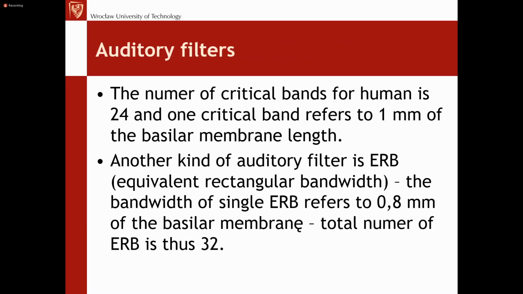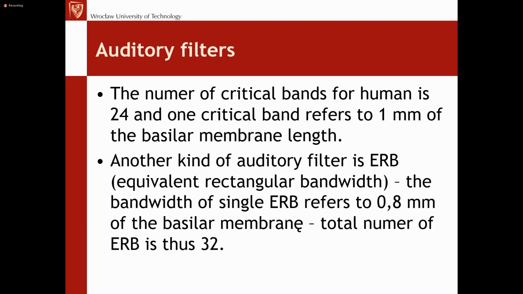And due to the basilar membrane, we can find that the number of critical bands for humans is 24. And one critical band refers to 1 millimeter of the basilar membrane length. So we can simply say that the basilar membrane has a length of 24 millimeters.